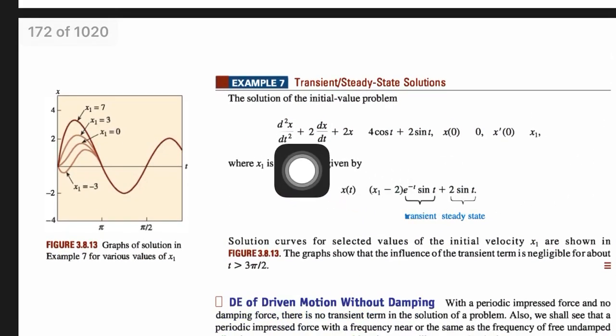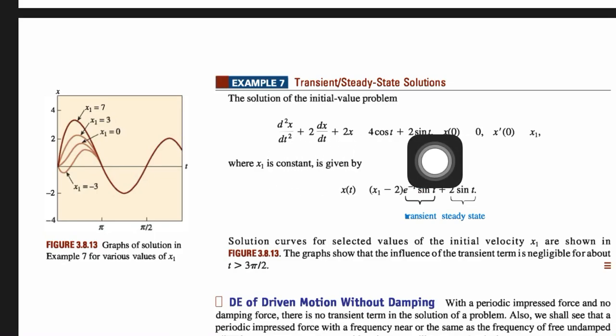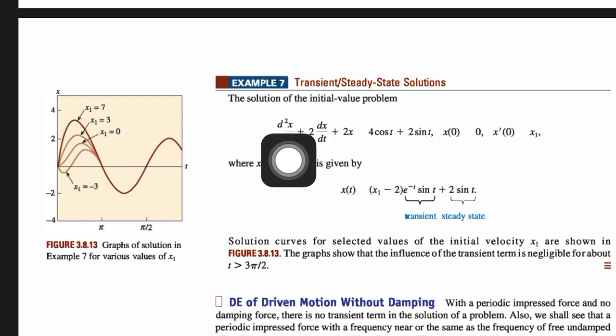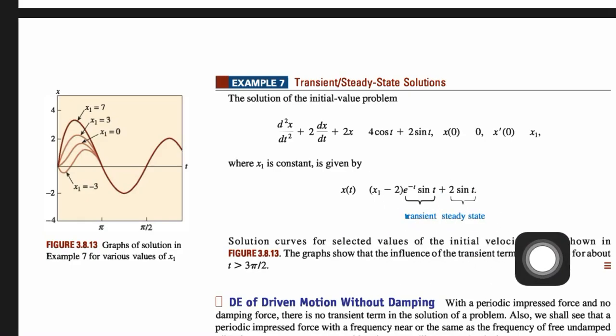Further, they are taking another example here. This is an initial value problem. This is the initial condition given here. They solve this question and find the solution. Here in that solution, this is the transient term and this is the steady state term.